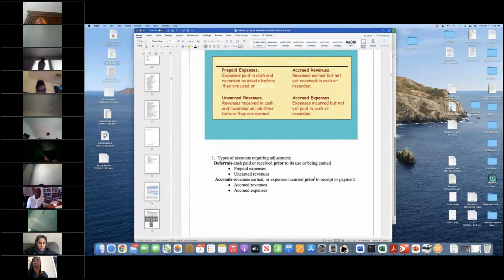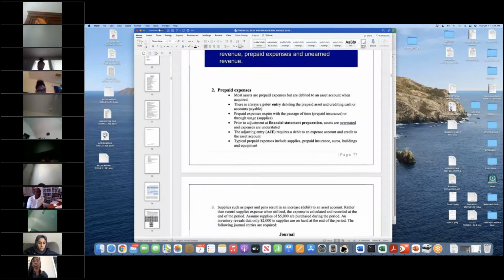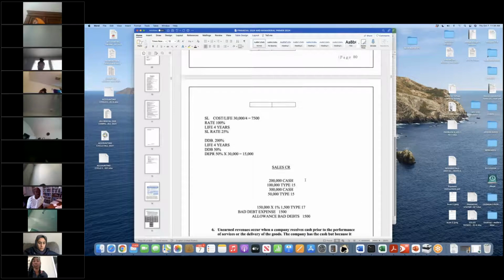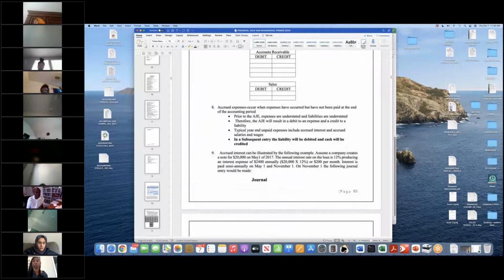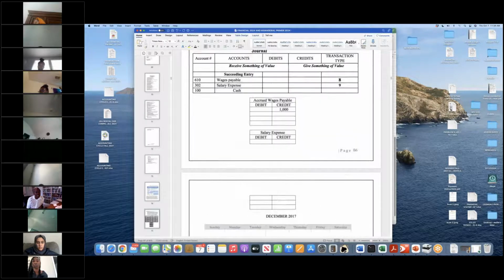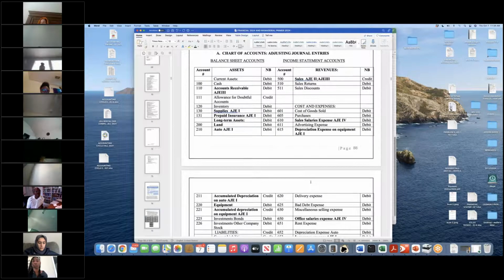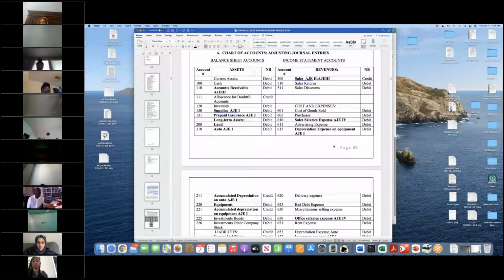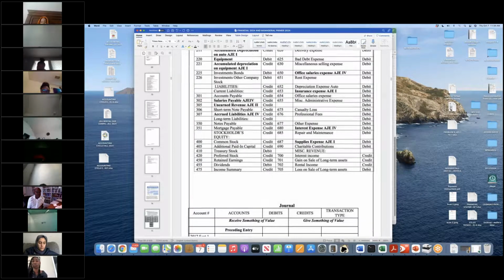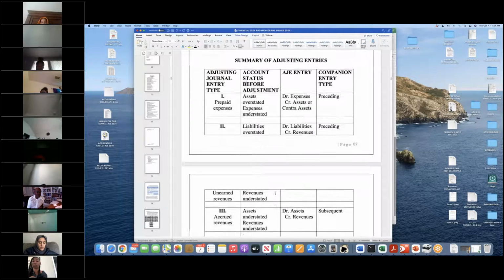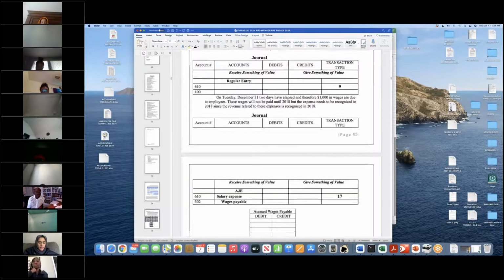Do I have that here? Let me see if I can come to that quickly. You've got your chart of accounts, balance sheet accounts and income statement accounts. I'll probably put this chart in this format because it's telling you, for the different types of AJEs, what accounts are involved, and we'll see that.